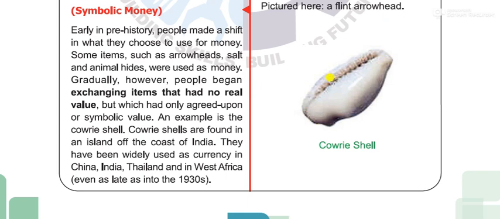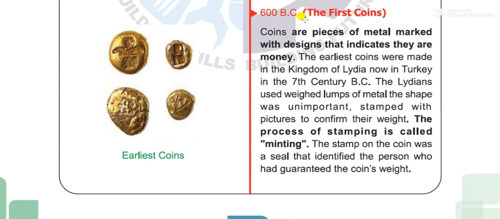It's very amazing for us at present to think about how they were using it. It's quite difficult. They were using this type of symbolic money. This is a picture of a cowrie shell, found near the coasts. You can see this. They were just exchanging these to buy anything. This was used in China, India, Thailand, and West Africa even as late as the 1930s.